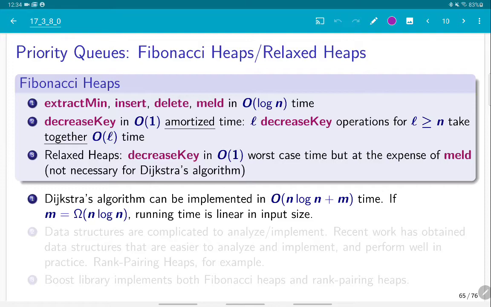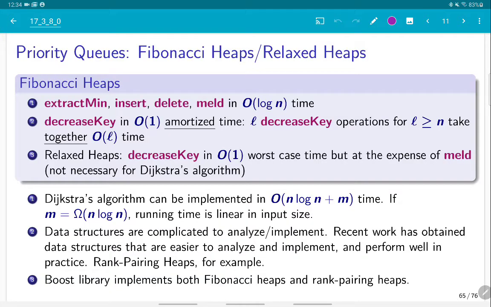One nice thing about the Dijkstra algorithm is to realize how fast it is if you implement it using a Fibonacci heap. Because if the number of edges m is larger than n log n, then the running time is O(m), which means that it's linear running time, which is kind of pretty surprising that you can do that.